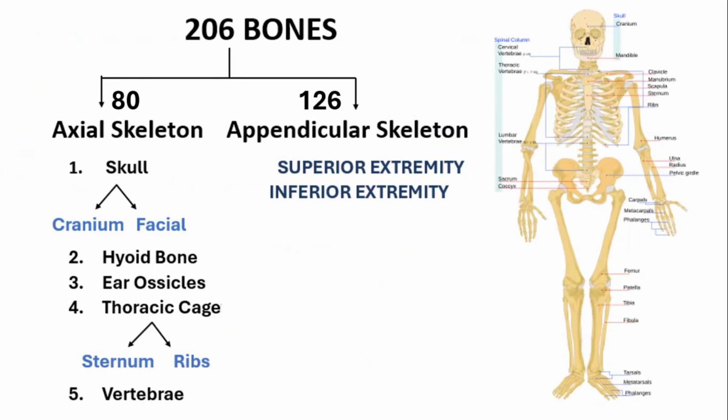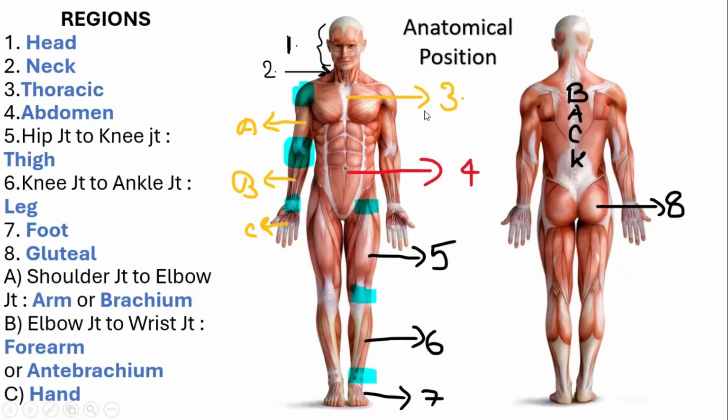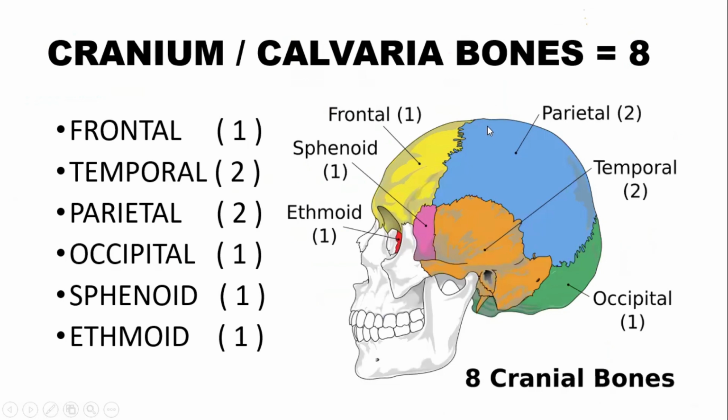In the axial skeleton, we have the skull bones, and in the skull bones we have the bones of the skull region, the head region, and also the face region. So here come the cranium bones, also known as the calvaria bones. Okay, this is 8 in number.